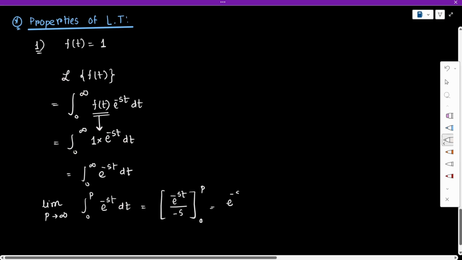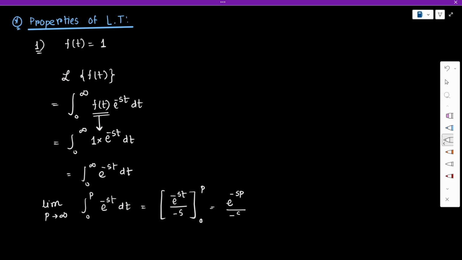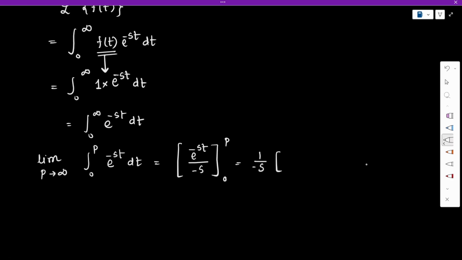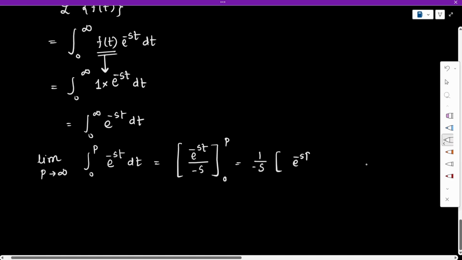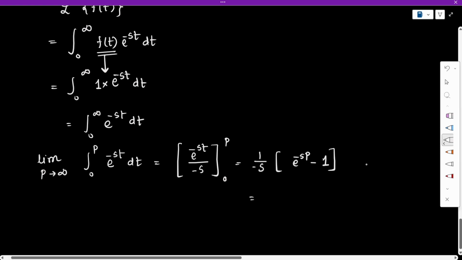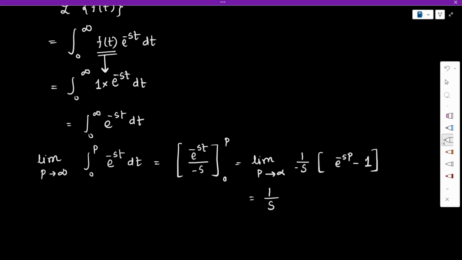So we can say e to the power negative sp divided by negative s, or we can just take negative s common, 1 over negative s, and so we can say that e to the power negative sp minus 0, which is 1. E to the power 0 is equal to 1. So we get 1 by s, because we have limit p tends to infinity, which I forgot to write over here, limit p tends to infinity.